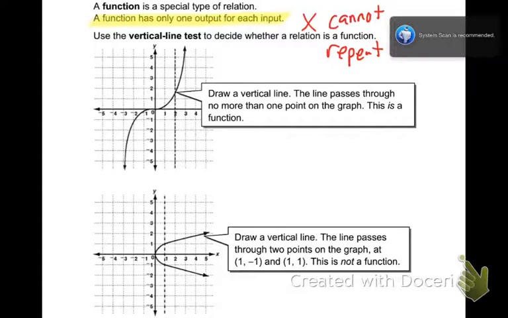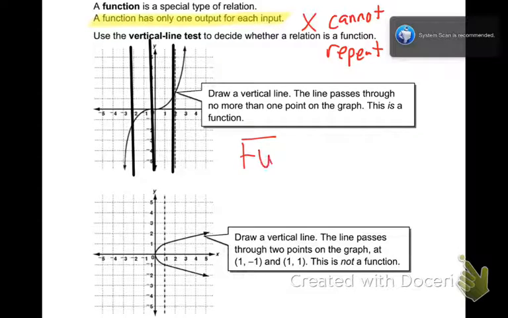So if you notice, I have a line here. The vertical line test determines that if your graph ever touches your vertical line more than once, it is not a function. So look here. As I look at this graph, I'm going to draw some vertical lines up here. Does it ever touch any of those vertical lines more than once? No. So that means this is a function. That would be an example of a function.